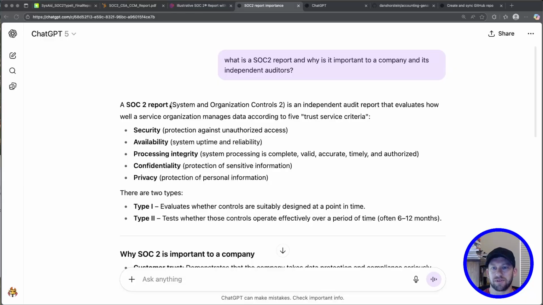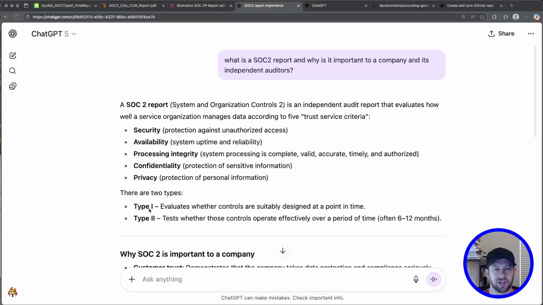So a SOC 2 report, it stands for System and Organization Controls. It's an independent audit report that evaluates how well a service organization manages data, and it uses 5 criteria. It's got security, availability, like uptime and reliability, processing integrity. That's really important, making sure that the data has integrity when it goes in, comes out, etc. Confidentiality and privacy. And then there's 2 types. There's type 1 and type 2. Type 1 evaluates whether the controls are designed correctly at a point in time, and then type 2 tests whether those controls are effective over a period of time.